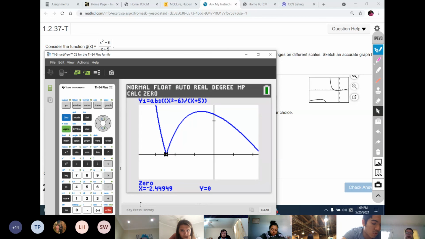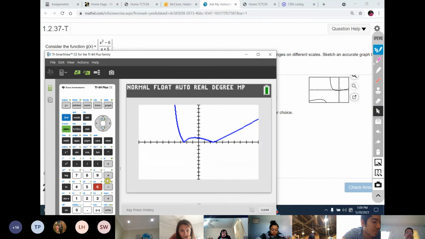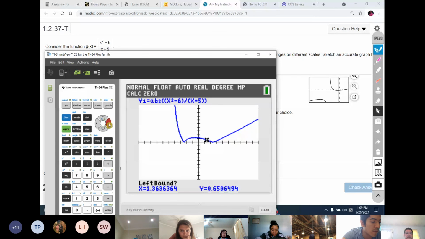And let's find the other x-intercept. So I'm going to zoom out, zoom standard 6. And I'm going to go over here and find this one since we know it's touching now. So I'm going to hit second, trace, 0. And I'm going to go over here. Left bound is right there. Right bound is right there. Inside, guess. And that is 2.5 on that side.